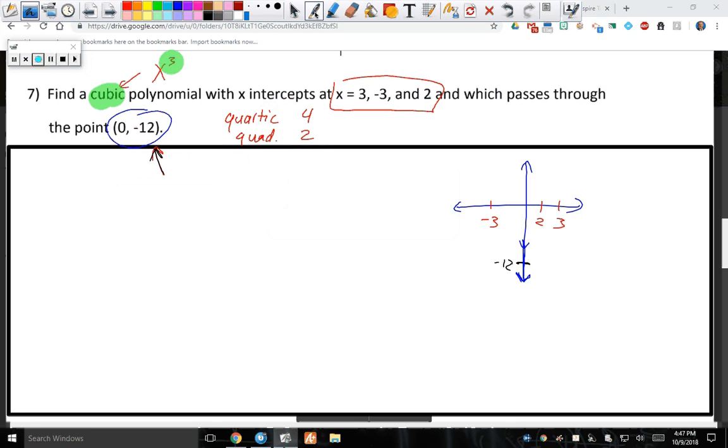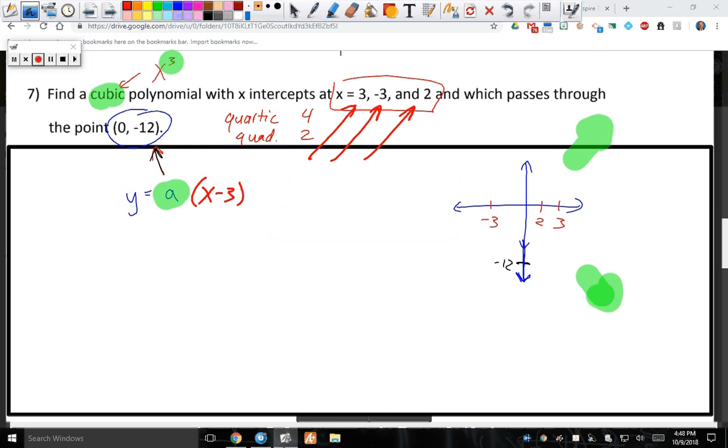So here we go. Our initial setup is going to be y is equal to a, and this a, we're going to find out whether it's positive or negative, meaning the leading coefficient will go up or down depending on if it's positive or negative here at the end. But then we're going to account for our x-intercepts, these three real x-intercepts. So x minus 3 for the first one, x plus 3 for the second one, again opposite signs, and x minus 2 for the last one.